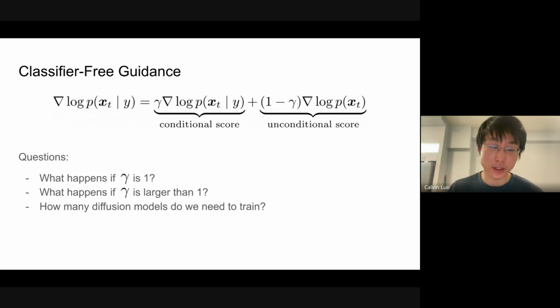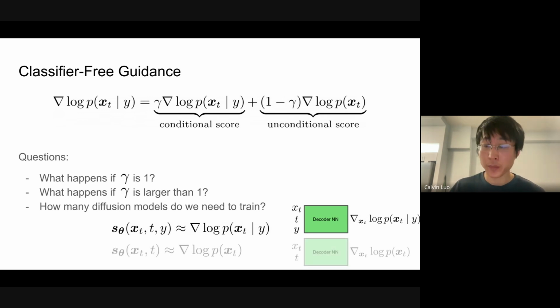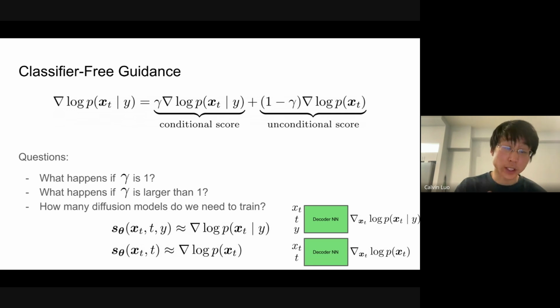So in classifier-free guidance, the question is, how many diffusion models do we need to train? Right now we're trying to predict 2 different scores, a conditional score and an unconditional score. Well, we can model the conditional score using its own decoder neural network that takes in input y along with xt and t. And we can also have an unconditional diffusion model separate from that, that just does what we did before, takes an xt and t and predicts the unconditional score. So ostensibly, we still need to learn 2 models, so maybe it isn't much better than classifier guidance, where we also need to learn 2 models.